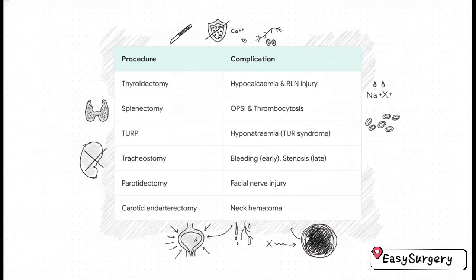With tracheostomies, it's all about timing. Early on, you're worried about bleeding, but late in the game, watch for tracheal stenosis. Finally, parotidectomies risk facial nerve injury, and a carotid endarterectomy can leave you dealing with a massive, airway-compromising neck hematoma.